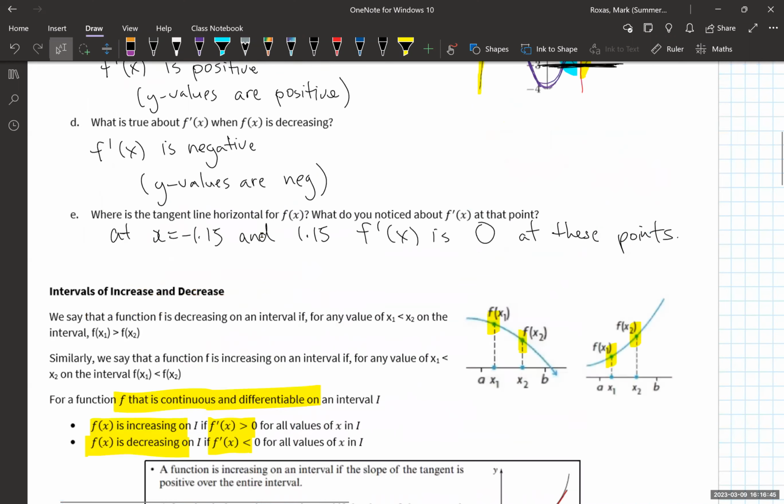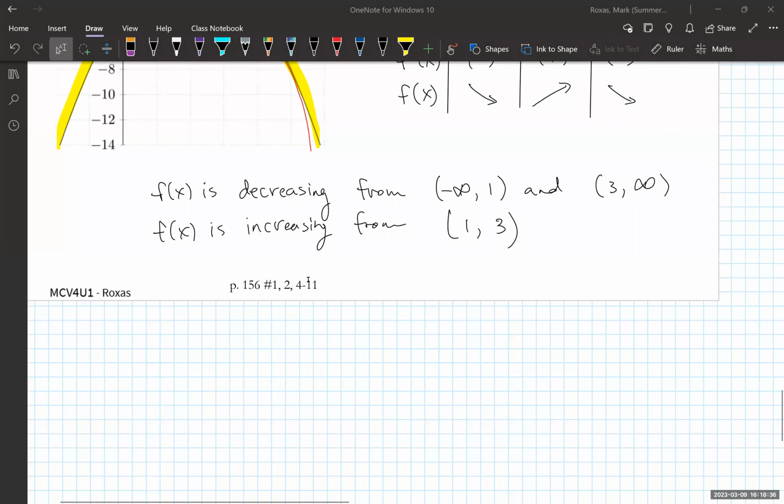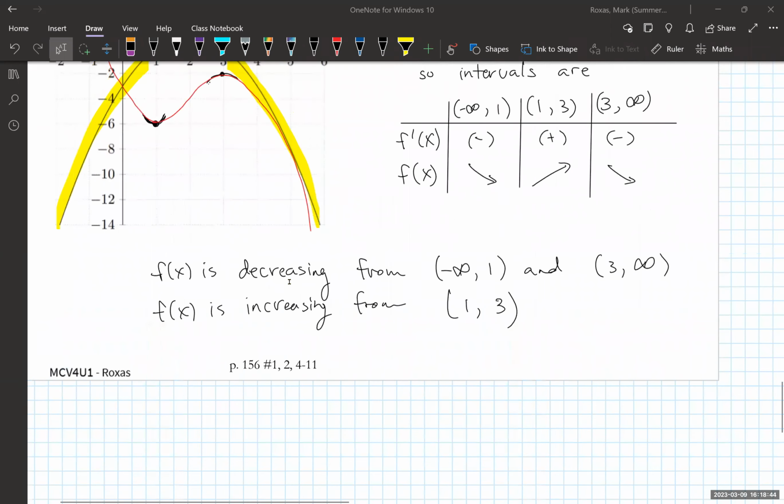All right, so you can have a look at the practice problems I assigned for this section. Okay, and so the assigned practice problems are on page 156, numbers 1, 2, 4 to 11. Okay, and then when we reconvene the next class, we'll just continue on with 3.2. Okay, that's it.